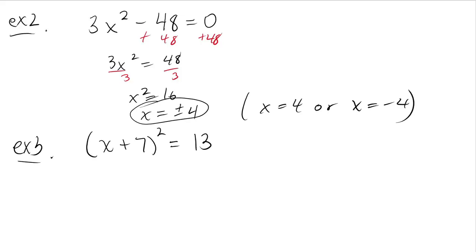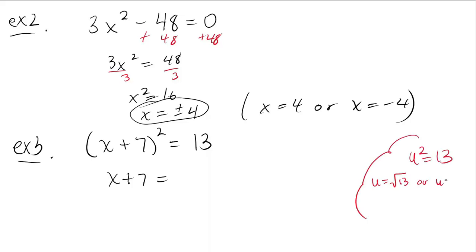In the next example, I'd use the plus or minus notation, but for a different reason. I have the square of a binomial equals 13. This one is primed for extraction of roots. But the problem is that 13 isn't a perfect square. So when I go to find the square roots of 13, well, here I can't do any better than the cases u equals the square root of 13 or u equals the negation of the square root of 13.